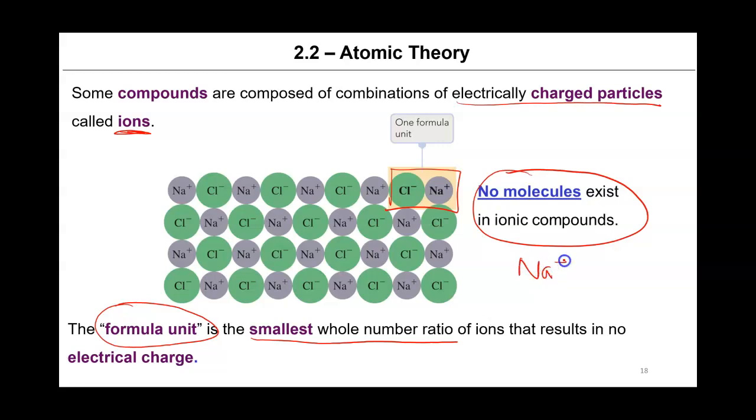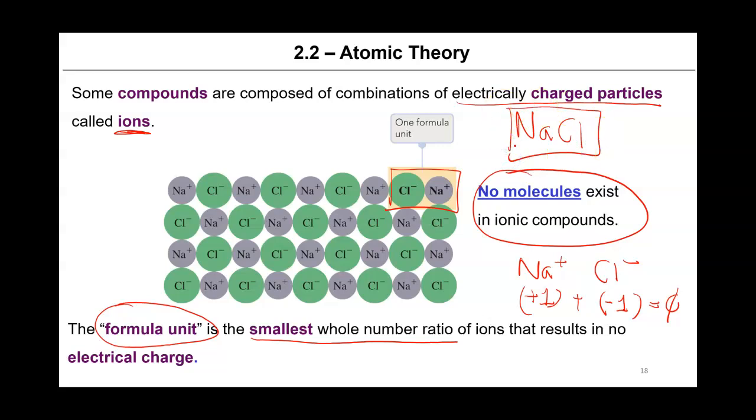So in the case of sodium chloride, or table salt, if we have one of the +1 sodium ions combining with one of the -1 chloride ions, we would get 0 electrical charge. So for that reason, we write the formula unit of sodium chloride as NaCl.